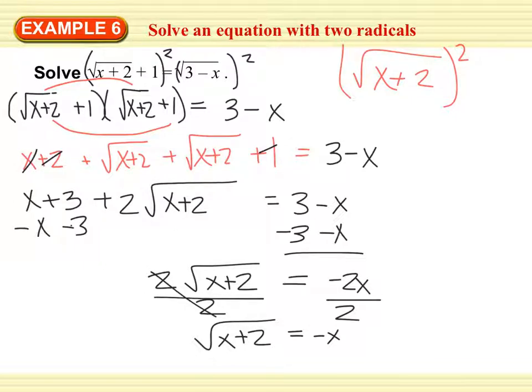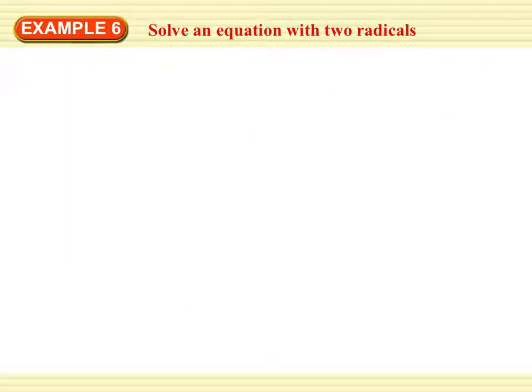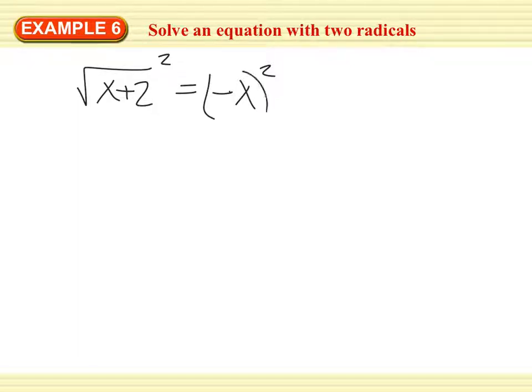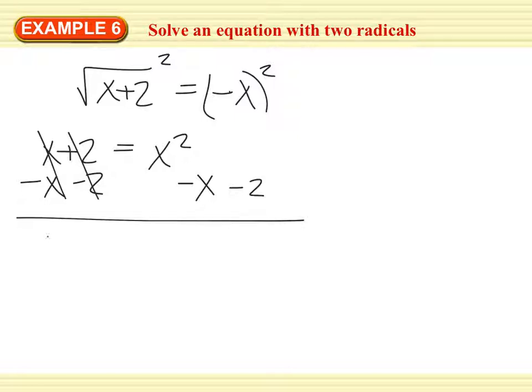Now I have to go again. I was just left with the square root of x plus 2 equals negative x. This is where it said sometimes I have to square again. So let's raise this to the second power and that to the second power. So I get x plus 2 equals x squared. Whew, still going. Now it's a polynomial, so I have to solve it just like the previous example, I guess.